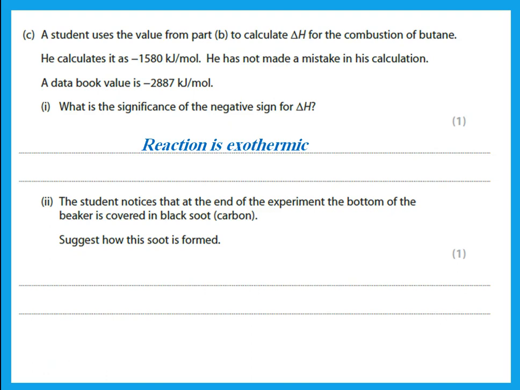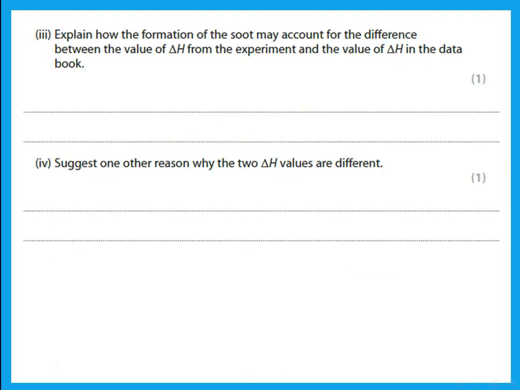Then he says the student notices that at the end of the experiment, the bottom of the beaker is covered in black soot. If you have not done organic, then you should know that when we burn a fuel like butane or an organic compound like butane, sometimes there is not enough oxygen, so we have incomplete combustion, and that gives out things like carbon, which is a black soot, or carbon monoxide, which is a toxic gas. So whenever he says you get a black soot when you burn a fuel, or you get carbon monoxide when you burn a fuel, this is due to incomplete combustion of butane. That means the butane burned using a very small amount of oxygen, or there was not enough oxygen.